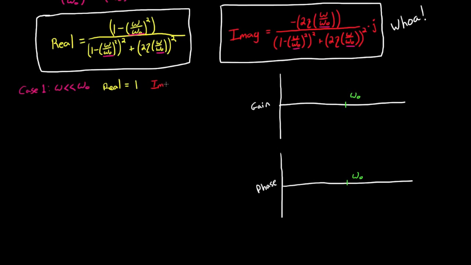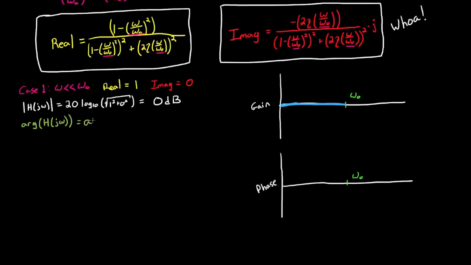And for the imaginary component, it can be approximated as 0, since the numerator goes to 0 when omega is really small. Now the magnitude of H of j omega is just 20 times the log base 10 of the square root of the real component squared plus the imaginary component squared, which turns out to be 0 decibels. And we can just draw this in on the gain plot up to the break frequency. Remember, this is just an approximation, not an exact plot. For phase, it's the argument of H of j omega, which is the arctangent of the imaginary part divided by the real part, which is just 0 degrees up to the break frequency.